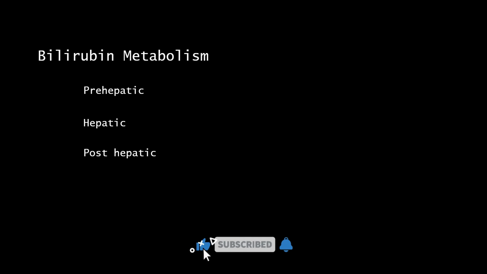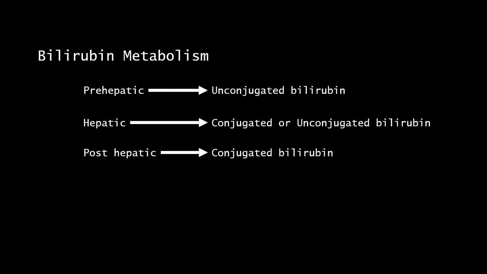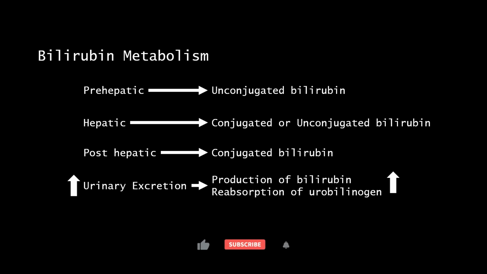So, if there is dysfunction or defect in the prehepatic phase, it results in elevated unconjugated bilirubin levels. Also, if there is a defect in the post-hepatic phase, there will be elevation of conjugated bilirubin. If the hepatic phase is affected, there may be elevation of both unconjugated and conjugated bilirubin levels. Increased urinary excretion of urobilinogen can be due to increased production of bilirubin, increased reabsorption of urobilinogen from the colon, decreased hepatic clearance of urobilinogen.